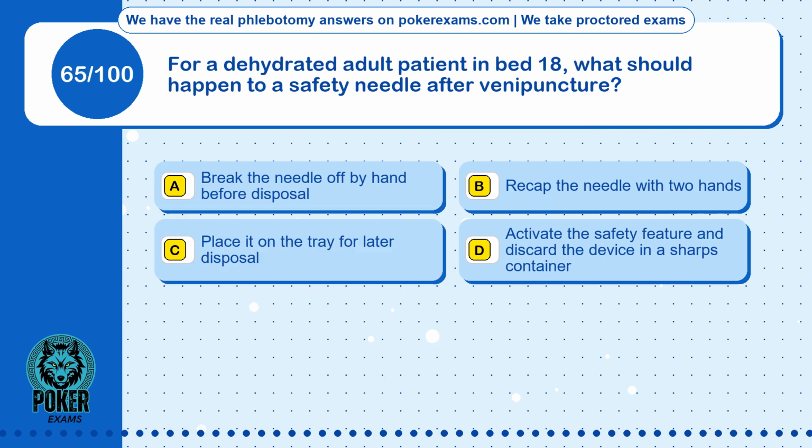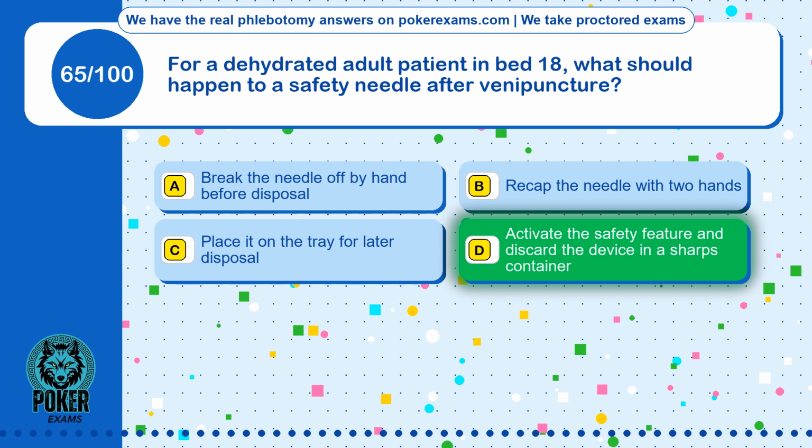Question 65. For a dehydrated adult patient in bed 18, what should happen to a safety needle after venipuncture? Option A, break the needle off by hand before disposal. Option B, recap the needle with 2 hands. Option C, place it on the tray for later disposal. Option D, activate the safety feature and discard the device in a sharps container.